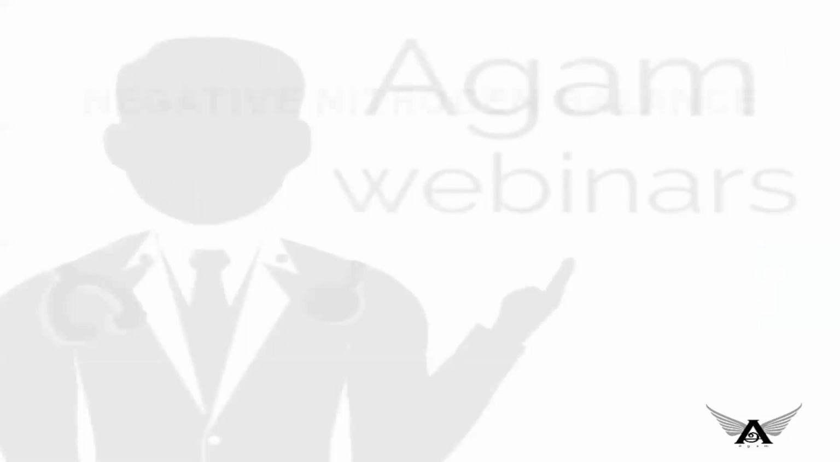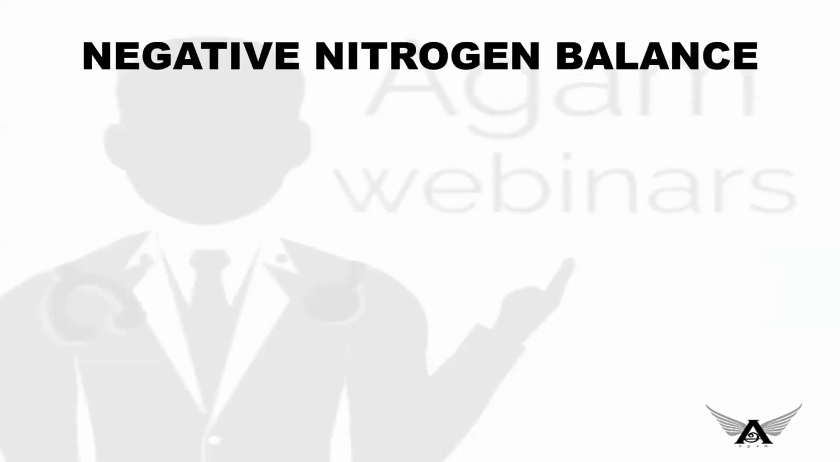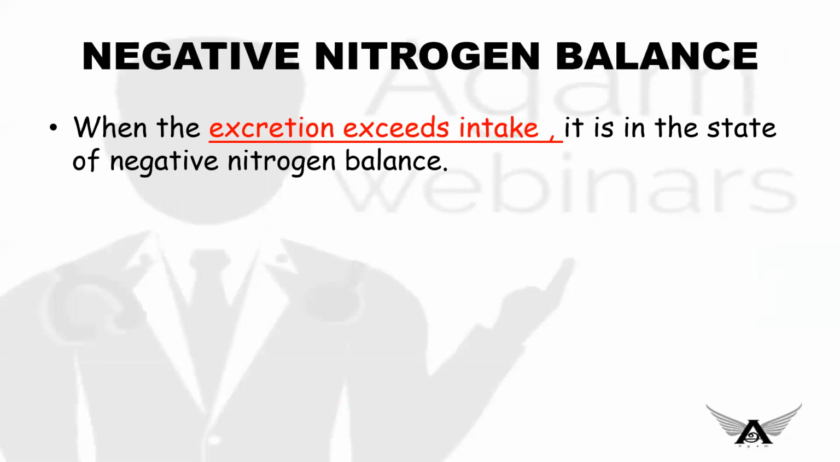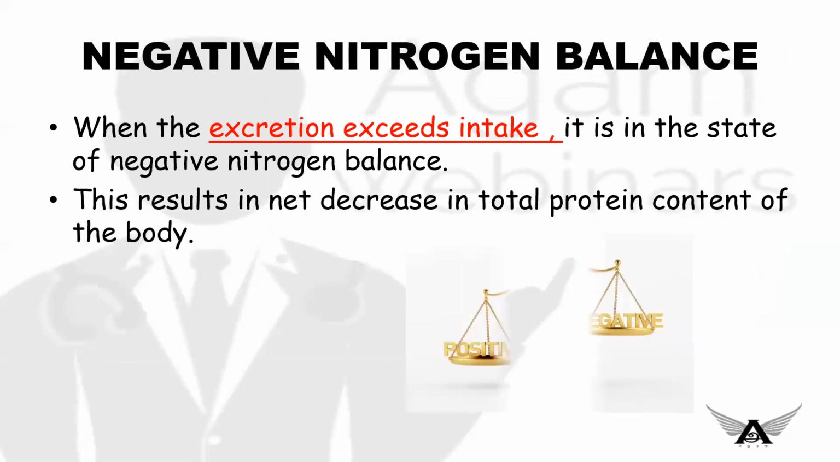Next one is negative nitrogen balance. Negative nitrogen balance is nothing but when protein intake is less than the output, or excretion exceeds intake. That is what negative nitrogen balance is. This leads to loss of protein in the body.